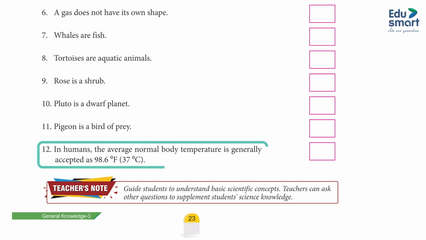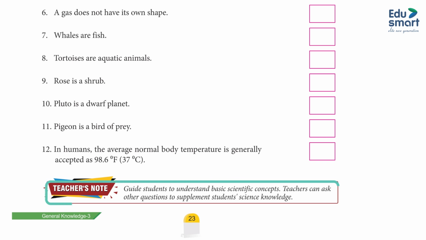False. 12. In humans, the average normal body temperature is generally accepted as 98.6 degrees Fahrenheit, which is 37 degrees Celsius. True. Teacher's note: guide students to understand basic scientific concepts. Teacher can ask other questions to supplement students' science knowledge.